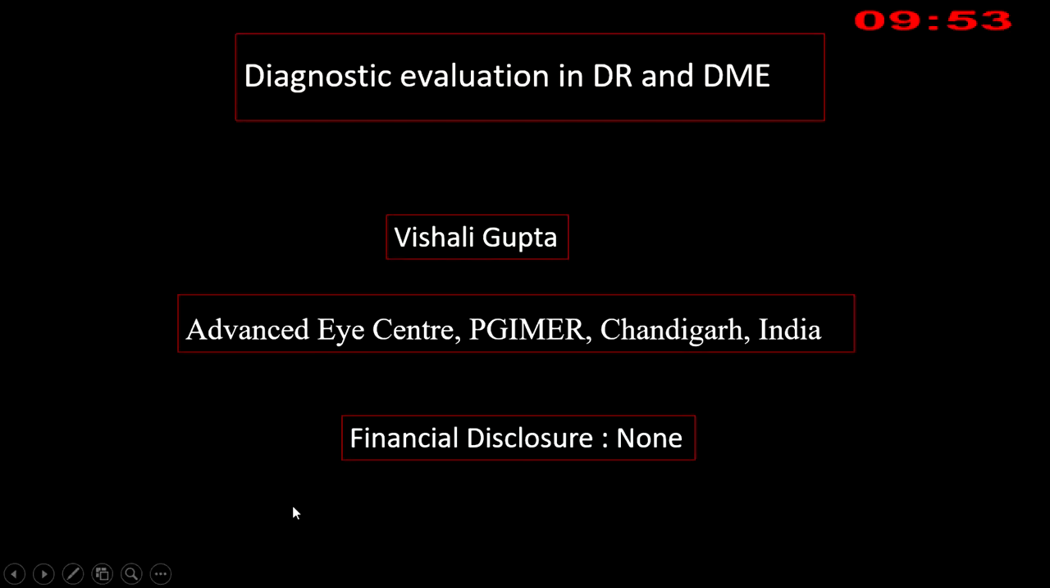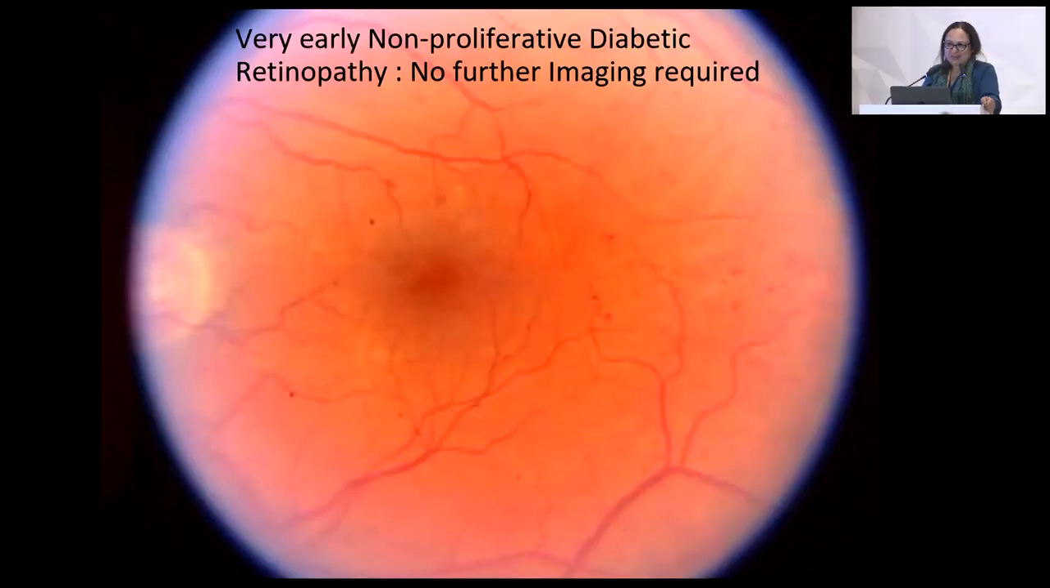So we have done lasers, we have done injections, we have done metabolic control. Now let's see how we diagnose. The patient might come to you at a very early stage, which is very early non-proliferative diabetic retinopathy. You have done your 90-day, 78, or whatever you do, and you see these changes. Honestly, no further imaging is required.